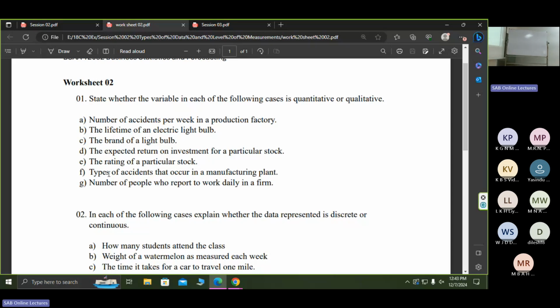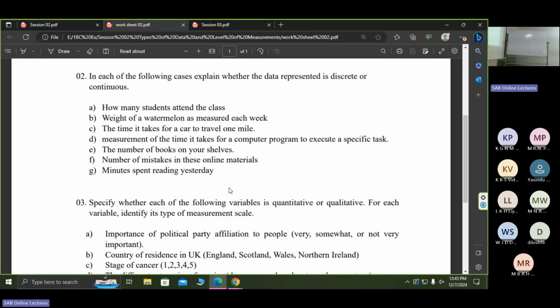Okay. Types of accidents, qualitative. Number of people who report to work daily in a firm, quantitative. Okay, then normally the qualitative variables have categorical responses. Remember those things. Then question number 2. Again there are 7 cases. You need to explain whether these cases are discrete or continuous.